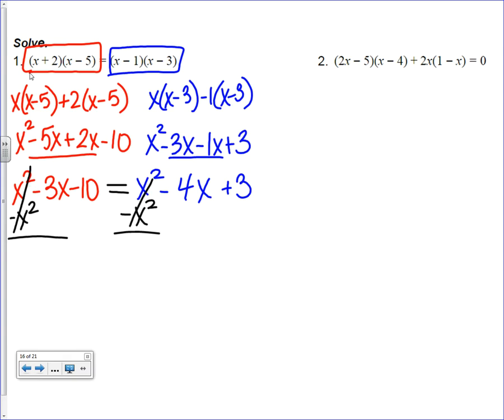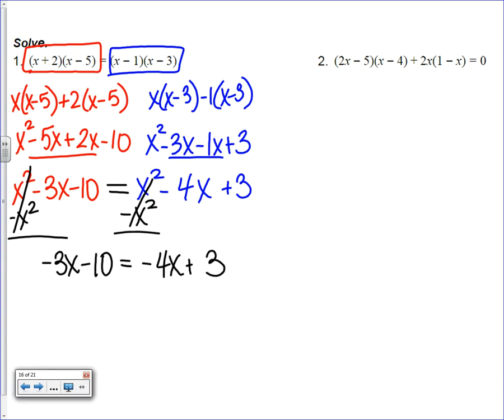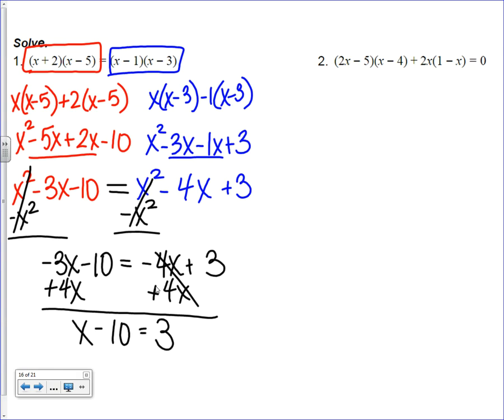They're gone, which is a great thing, because now I am left with negative 3x minus 10 equals negative 4x plus 3. And this is something you should know how to solve. Plain and simple. What are you going to do? Plus the 4 what? So what do I have now? Keep going. Now what? So that is my answer. X equals 13. Yep.